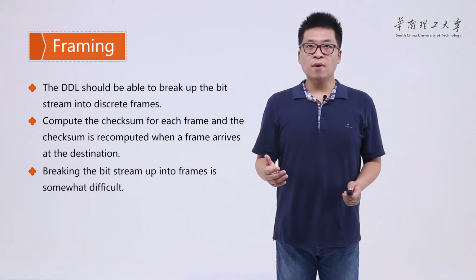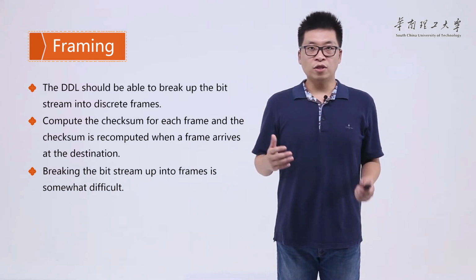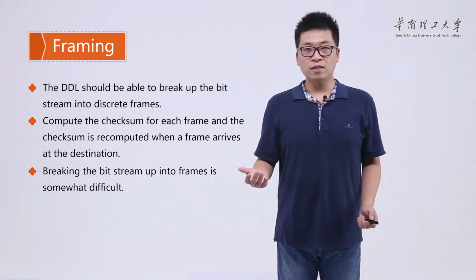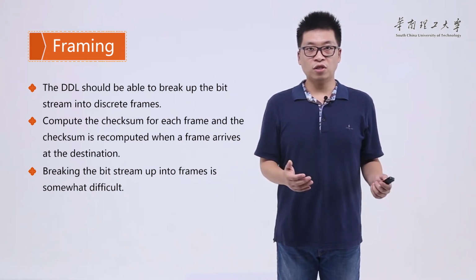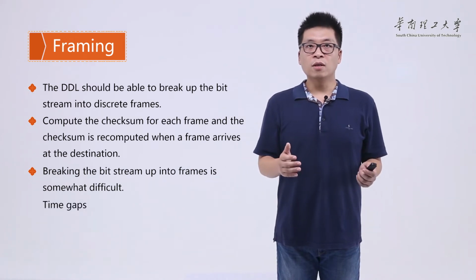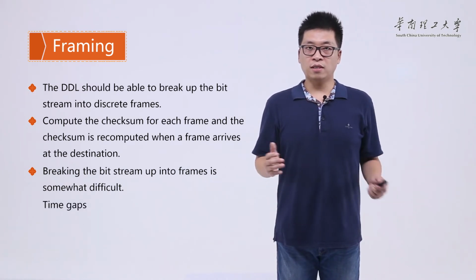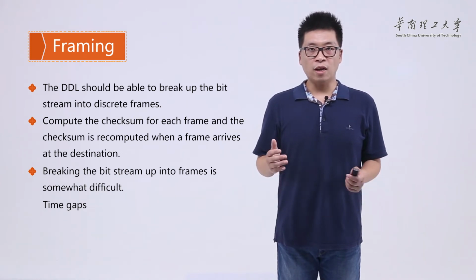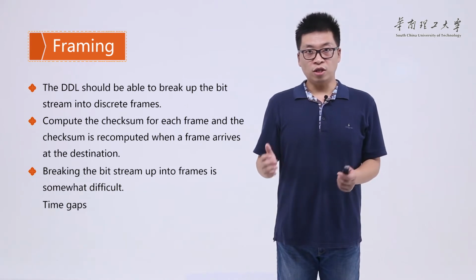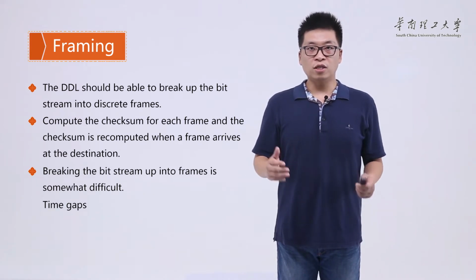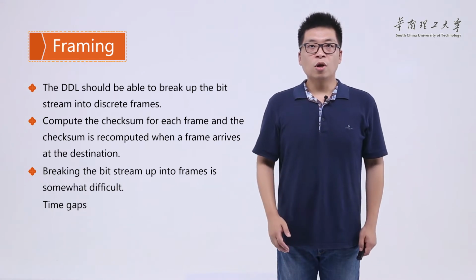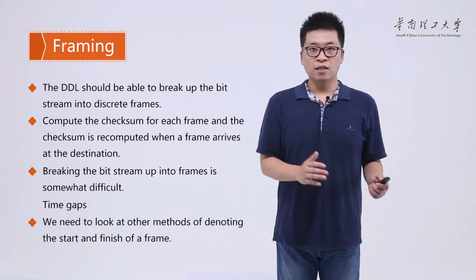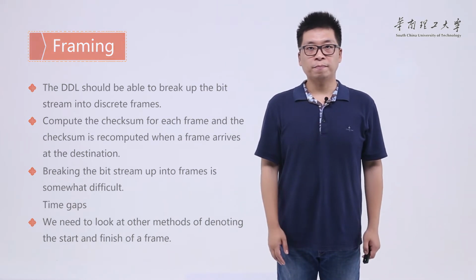Breaking the bit stream up into frames is somewhat difficult. You probably think it should be easy because we just need to insert time gaps between frames. But the thing is, if you just use time gaps, you won't be able to distinguish whether it is a time gap or it is just idle. So we need to look at other methods of denoting the start and end of a frame.